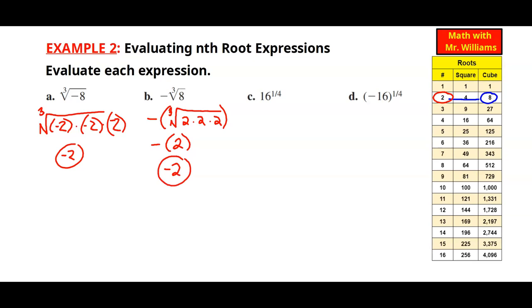Kind of tricky, but you just got to make sure you always pay attention to where that negative is. All right, on to C. C has 16 to the 1/4. So what that means is this is the fourth root of 16. That's how you write that when you're seeing that fraction that pops up behind the whole number.